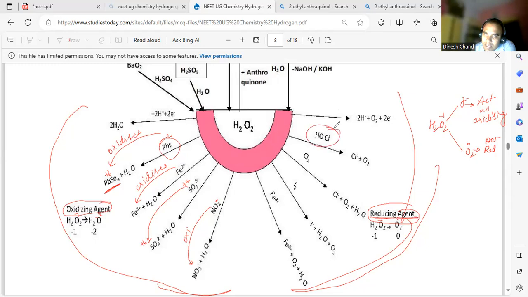So HOCl is there, it is converting into Cl-, reduced. Cl2 is there, Cl-. I2 is there, I-. Fe3+ is there, Fe2+. So this acts as an oxidizing as well as a reducing agent. Come back here.